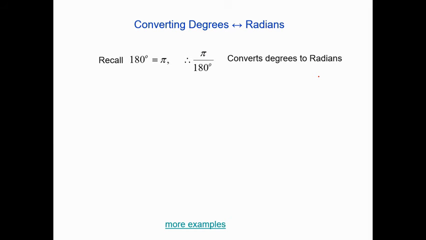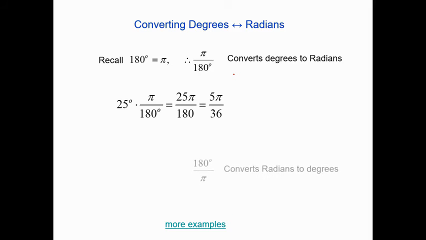Okay, so recall that 180 is equal to pi. So pi over 180 converts degrees to radians. So here's an example. We have 25 degrees. We're going to multiply that by pi over 180, and that's going to equal 25 pi over 180, and then we reduce. You must always reduce.